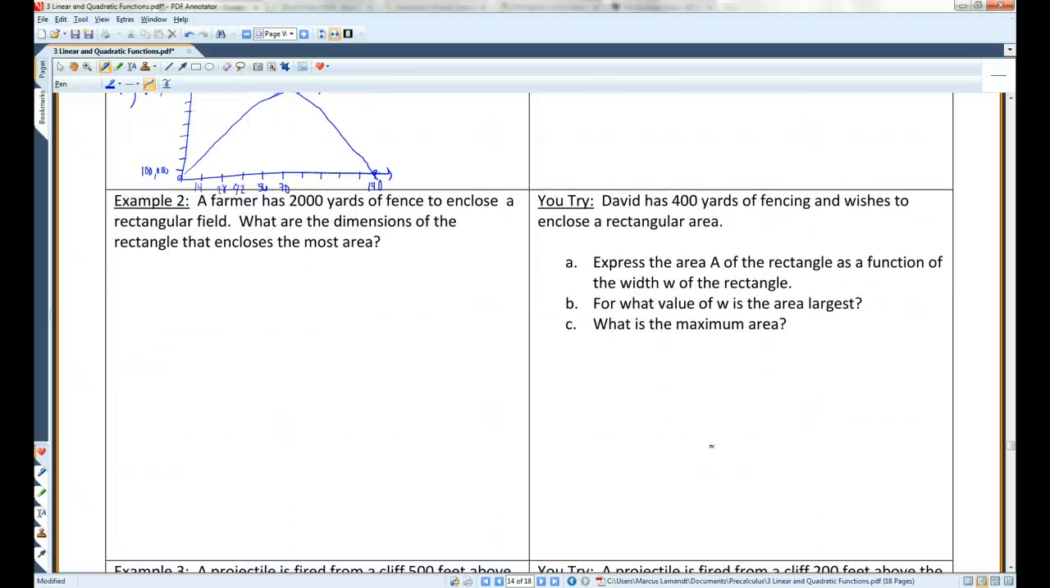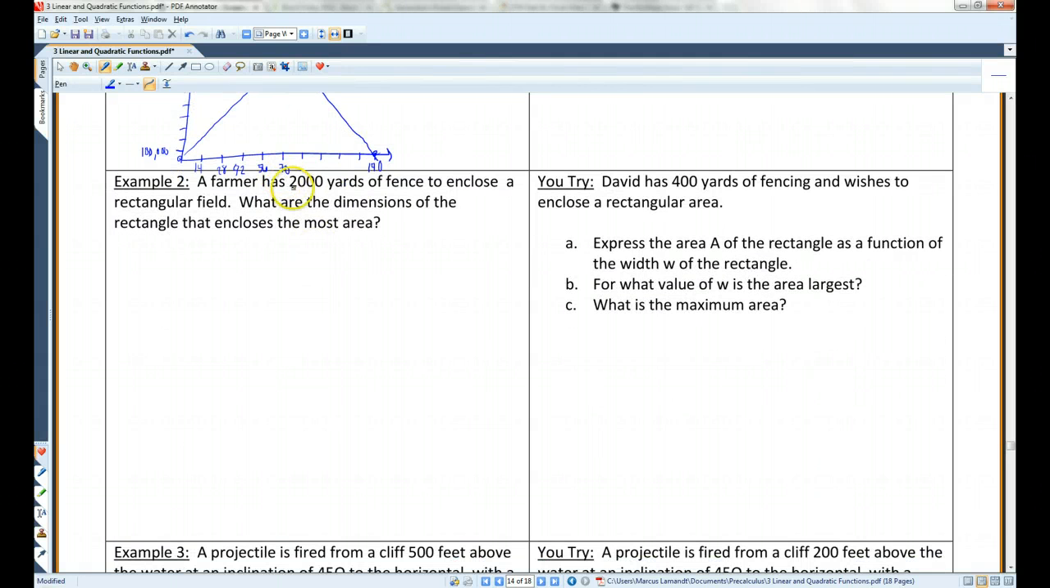Alright, example 2. A farmer has 2,000 yards of fence to enclose a rectangular field. What are the dimensions of the rectangle that enclose the most area? Okay, so best thing to do here is to draw a picture. I'll call this length and this width. He has 2,000 yards to put around the perimeter of this rectangle.